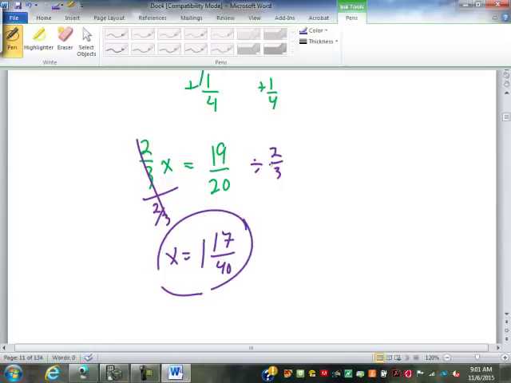What's that? 2 and 11/80. Okay. 19/20 divided by 2/3 is 19/20 times 3 over 2. 19 times 3 is 57. 20 times 2 is 40. Nope, that's 1 and 17/40. You might have, yeah. That would do it. That would be 171 over 80. Yeah, 2 and 11/80. Yep, you're right.